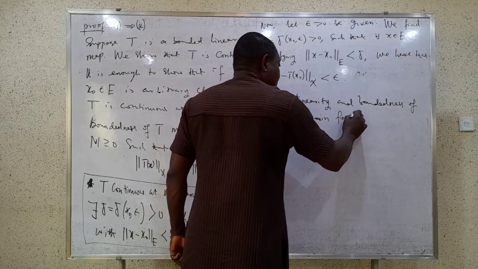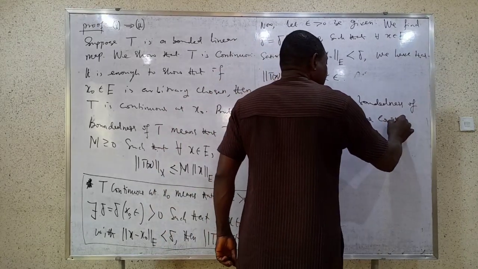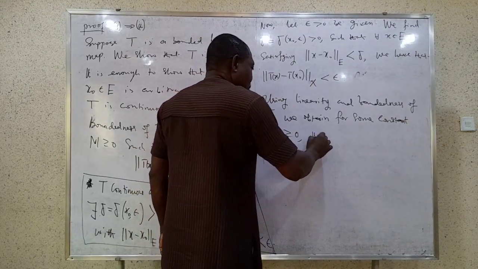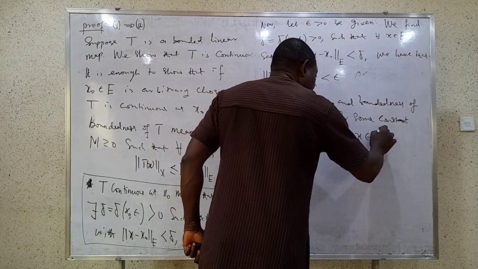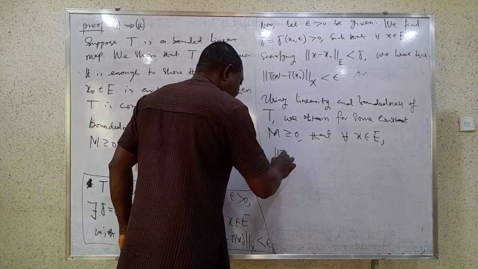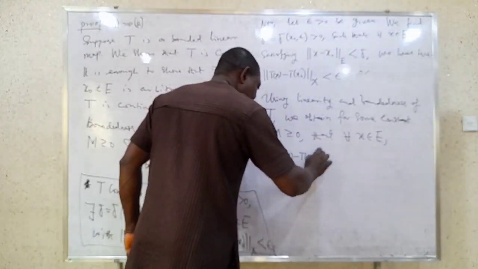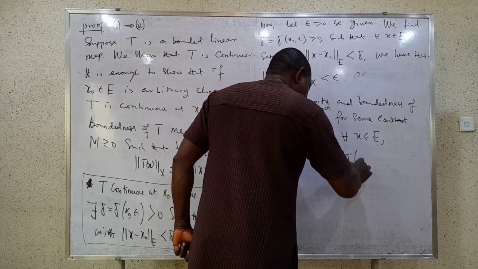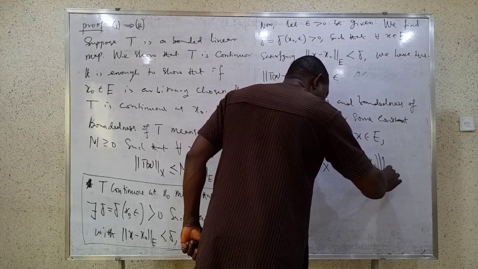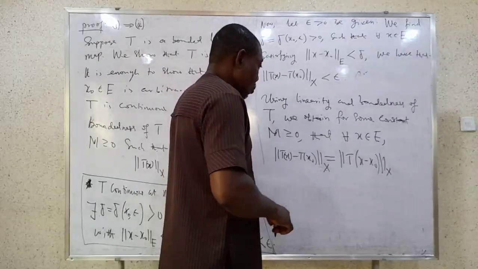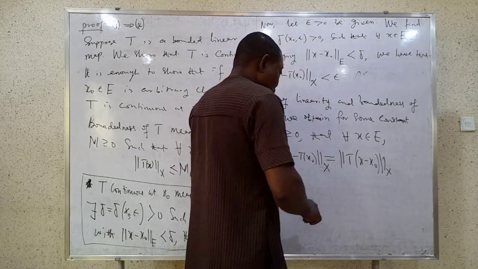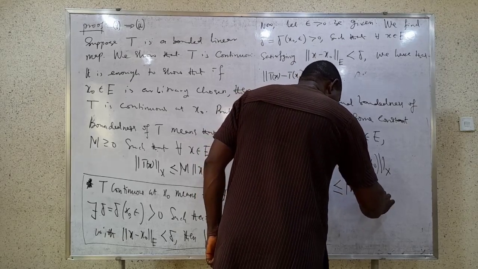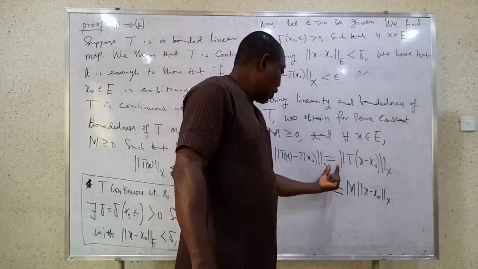for some constant m greater or equal to 0 that for any x in E, norm of T of x minus T of x naught is equal to norm of T of x minus x naught. This is where the linearity is playing a role. By the linearity of T, we can do this. And this is less than or equal to m norm of x minus x naught, because T is bounded.